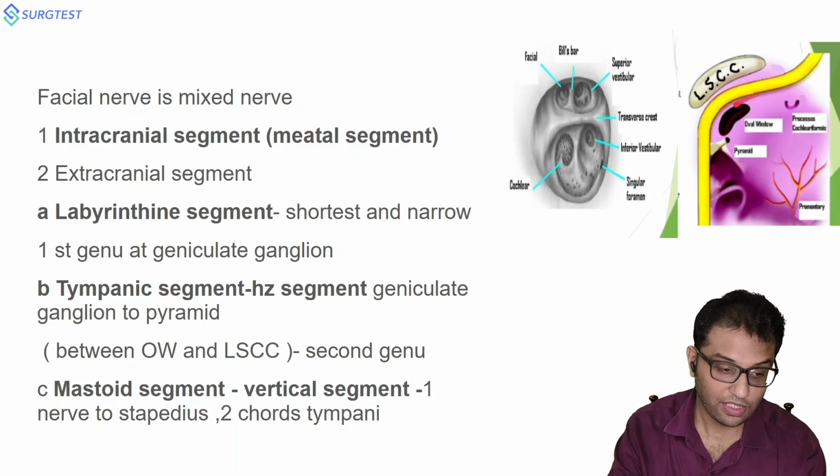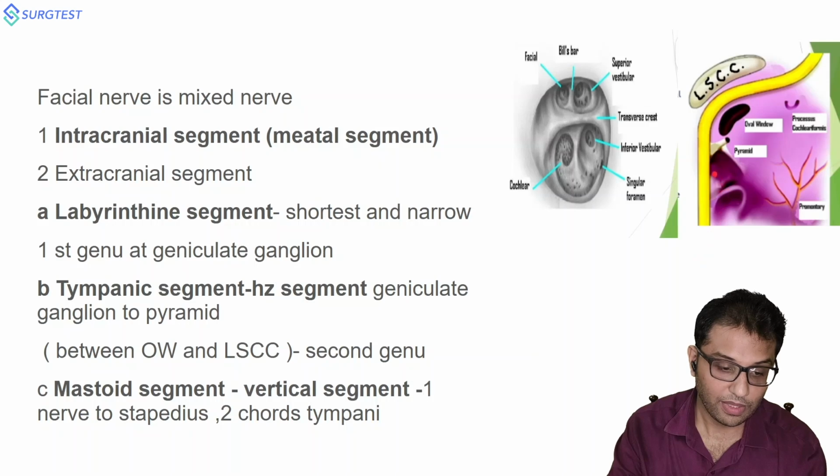It is the horizontal segment. So the horizontal segment starts from the first genu, that is processus cochleariformis, to the second genu, which lies between the lateral semicircular canal and the oval window. And then the mastoid segment or the vertical segment starts from the second genu and goes down till it comes out from the stylomastoid foramen.